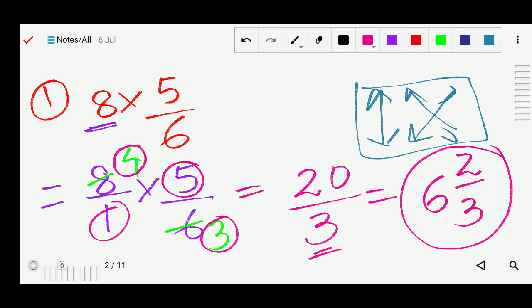The only thing you have to do is change the whole number to a fraction, which means we write it as 8 by 1. So this is our answer.